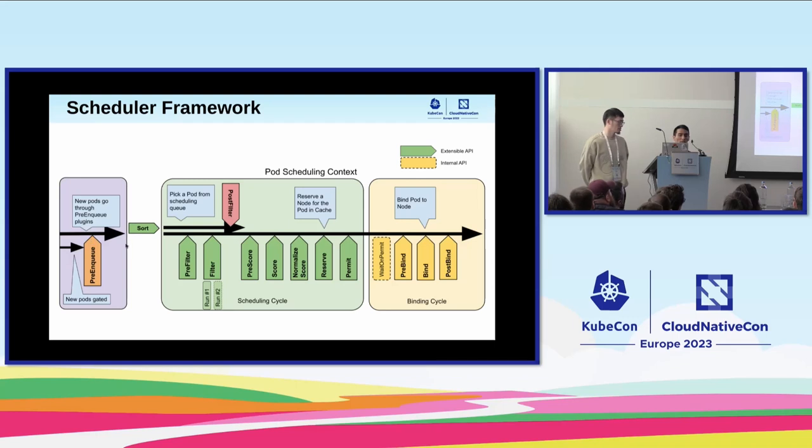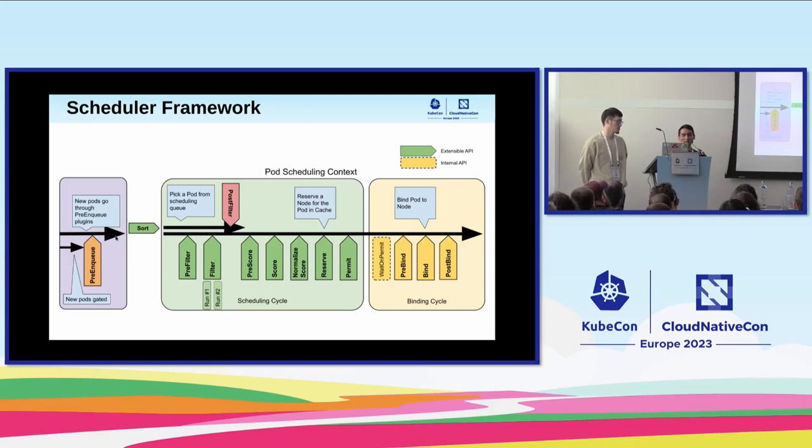Now, we have introduced this new box on the left, the purple box, which is a new extension point that we call pre-enqueue, which means it will hold any pod back from the rest of the mechanisms of the scheduler. Why is this useful? Well, Kant will give us some insight into that. But this is a new extension point that you can tweak.